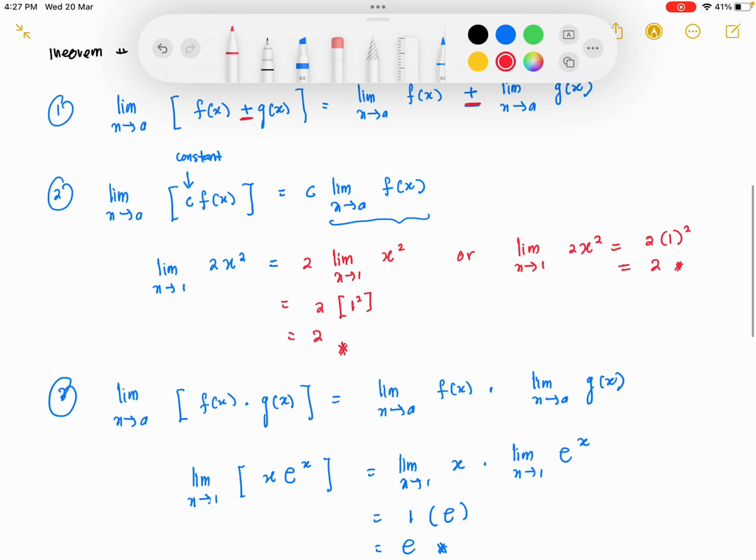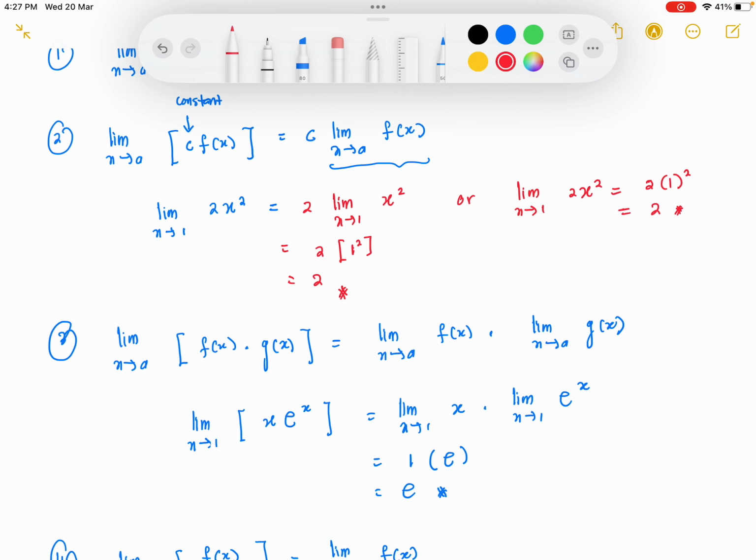Okay, number 2: if we have the limit as x approaches a of c times f(x), c refers to a constant. So what we can do is bring the constant to the front, times the limit as x approaches a of f(x). For example, we have the limit as x approaches 1 of 2x squared. 2 is a constant, so we can apply this theorem. You bring 2 to the front, times the limit as x approaches 1 of x squared, and then substitute x equals 1 into x squared. So the final answer is equal to 2.